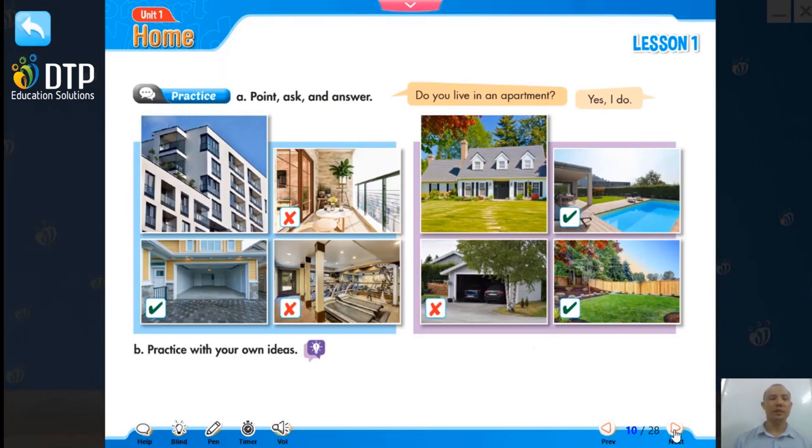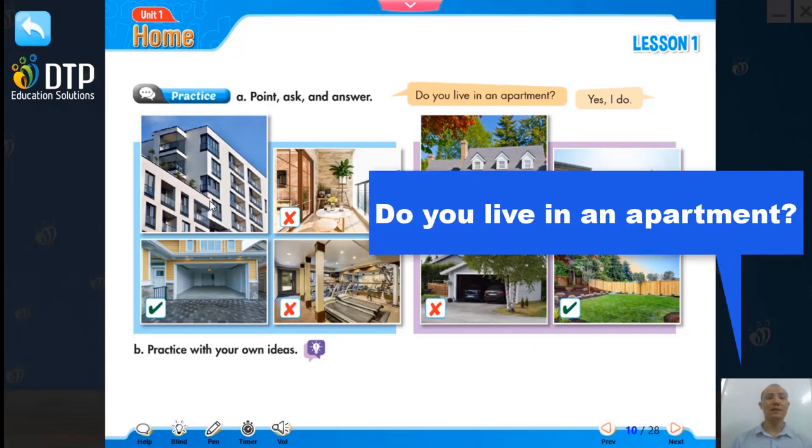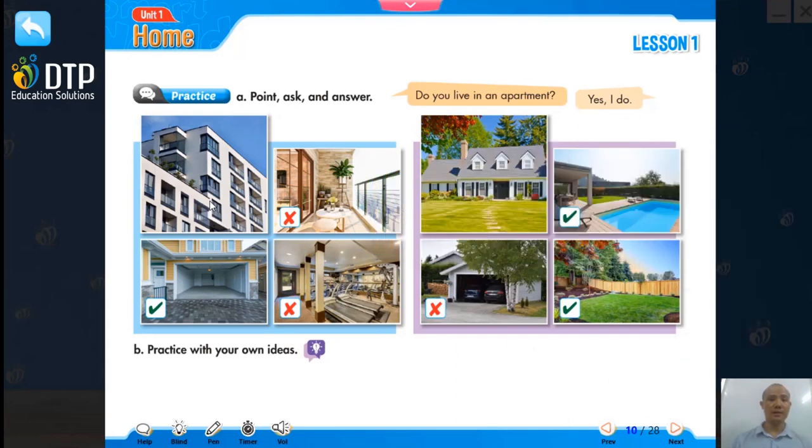First of all, look at the pictures. What is it? A house or an apartment? An apartment. How can you make questions? Do you live in an apartment?